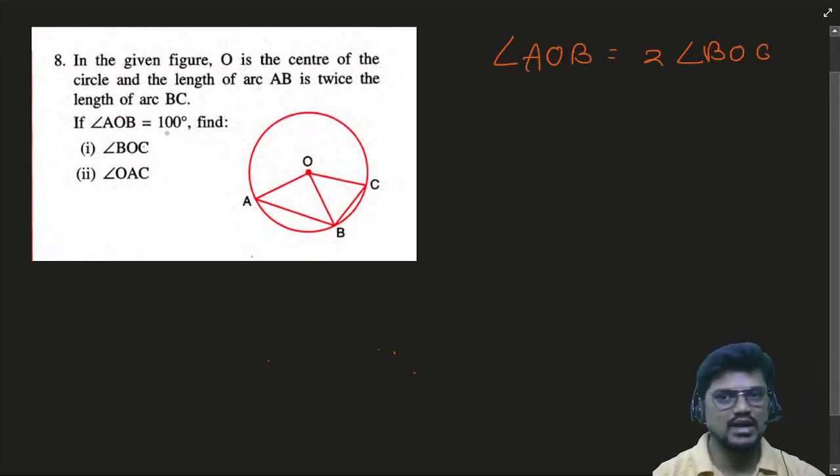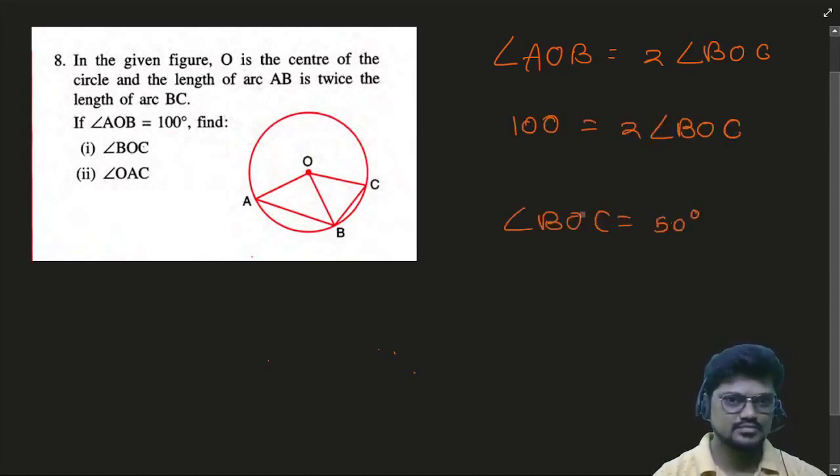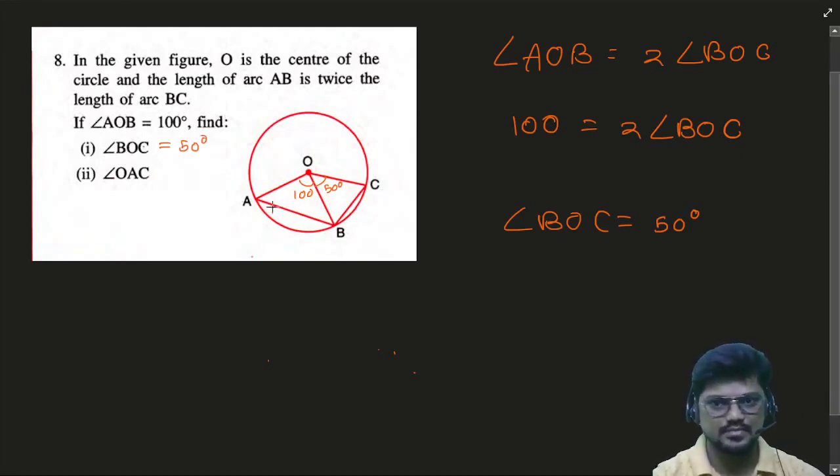So we know that angle AOB is 100, equals twice angle BOC. So angle BOC will be 50 degrees. Okay, this is 100, this is 50. Now this BOC we needed, that is 50, and now OAC is required. If this is 100, the sum of these two will be, wait, they are asking OAC. Okay, this one they require.